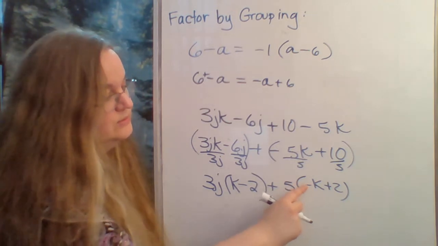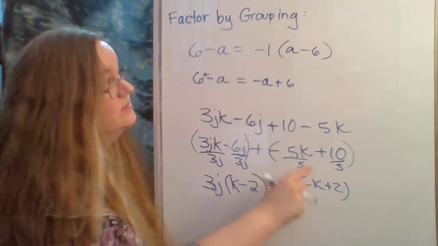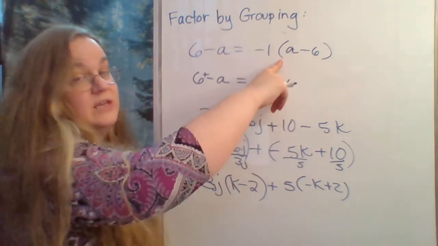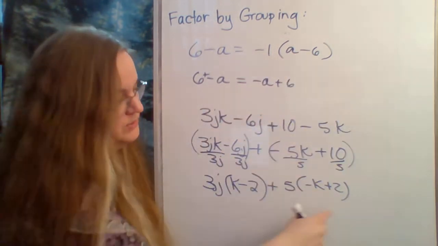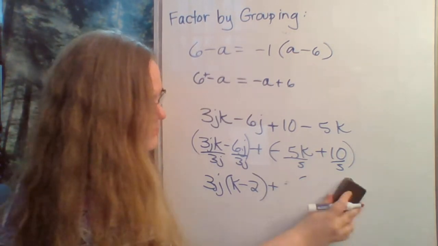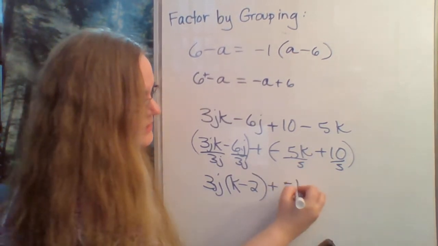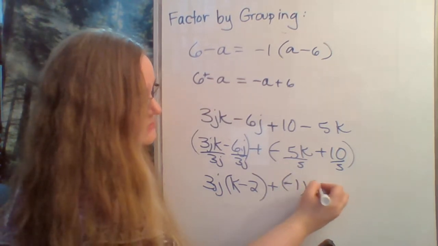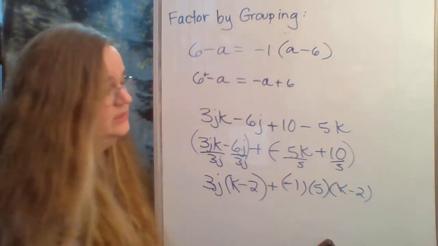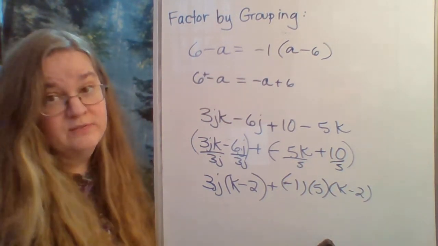However, what the book is telling you is take this and make it the negative and pull it out that way. So instead of having this, you would have negative 1 times 5 times k minus 2. Okay. I find that way confusing.